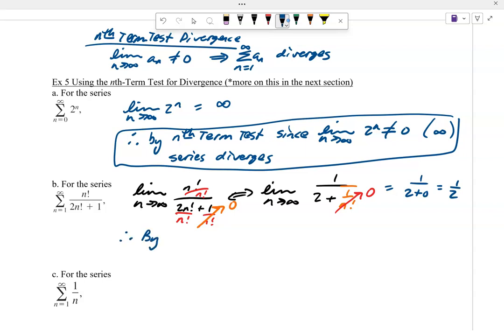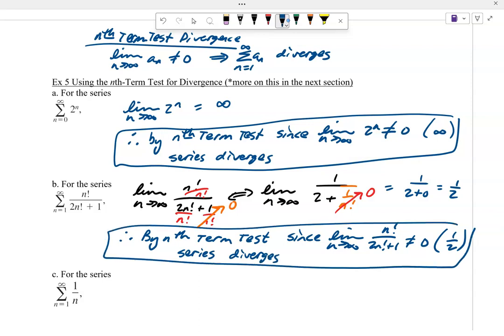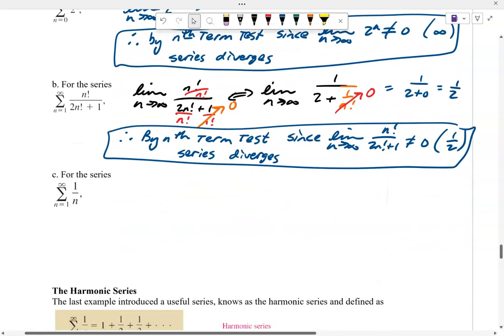Therefore, by the nth term test, the limit as n goes to infinity of n factorial over 2n factorial plus 1 is not 0. I got a half on that. Then the series diverges. Again, as long as it's not 0, we can conclude it diverges. Let's do one more of these.